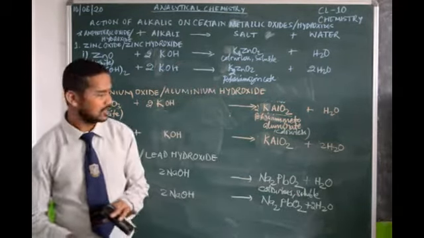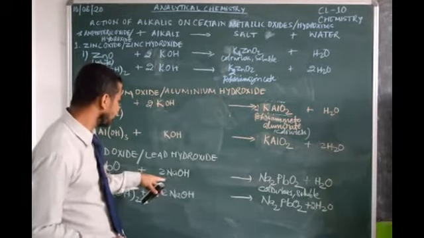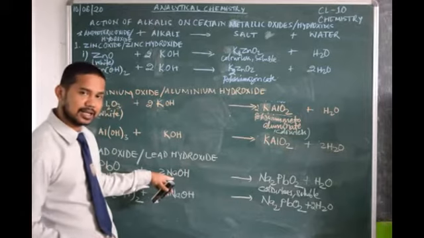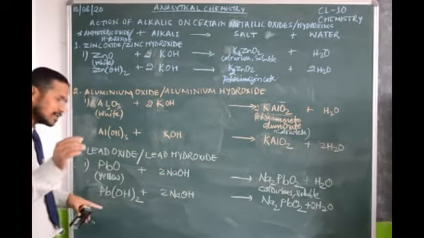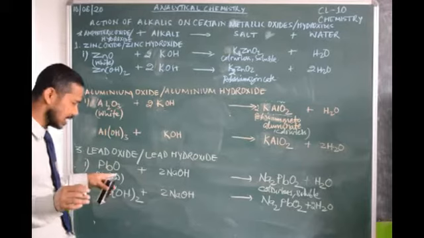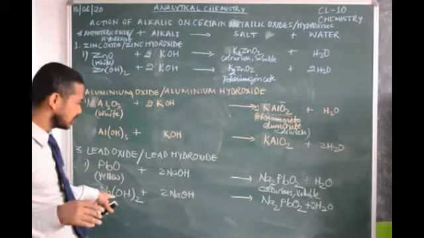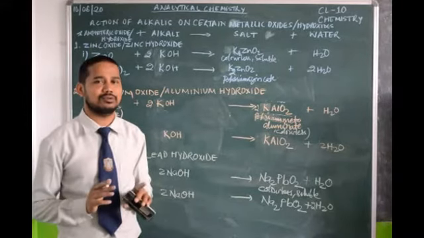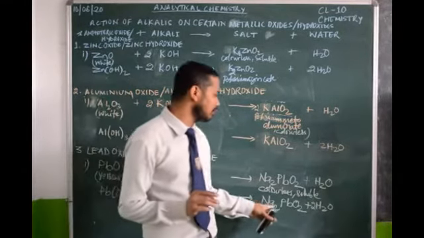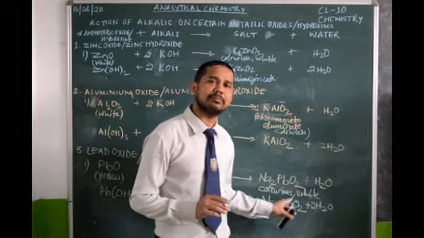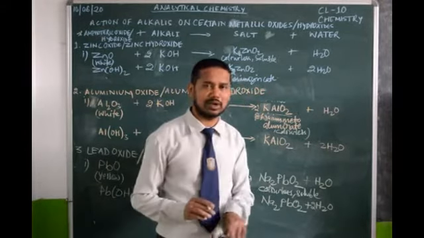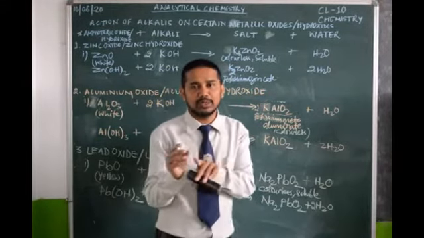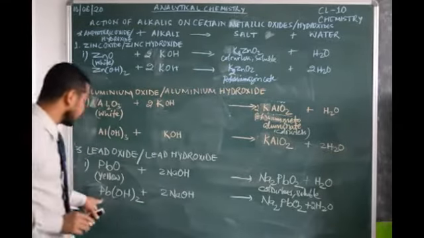The salt form will be colorless, and it is soluble in water. Last time we did this. If we add excess sodium hydroxide to lead hydroxide, then we will get a soluble compound of sodium, that is sodium plumbite. This is soluble in water, so there will be no precipitate left, but this one is a precipitate.